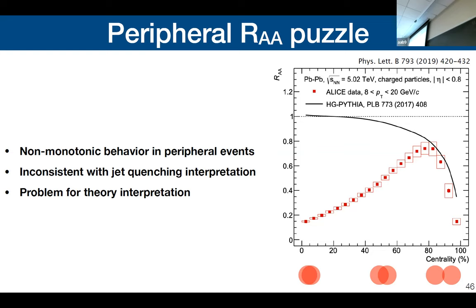So people saw this and they said, what? Right? It's supposed to be monotonic, like monotonically going to 1. What's going on? This is completely inconsistent with our interpretation of jet quenching going away in low density events, right? Theorists didn't know what to do with this. I know some theorists just excluded these peripheral events because they said something's wrong, right?